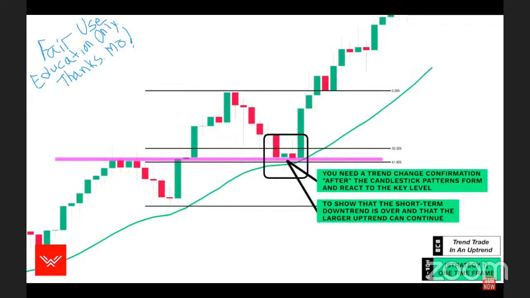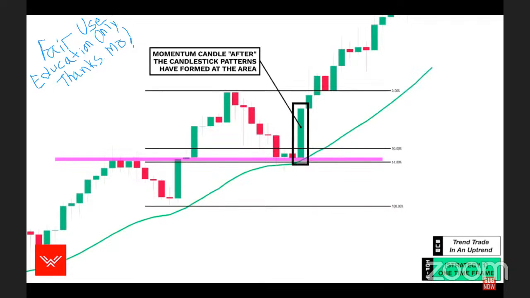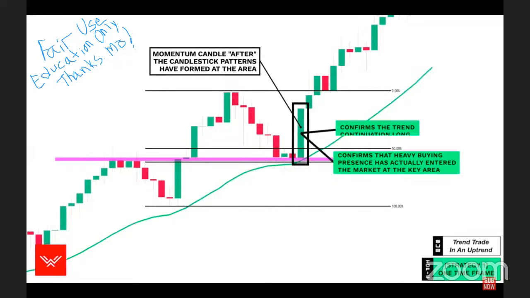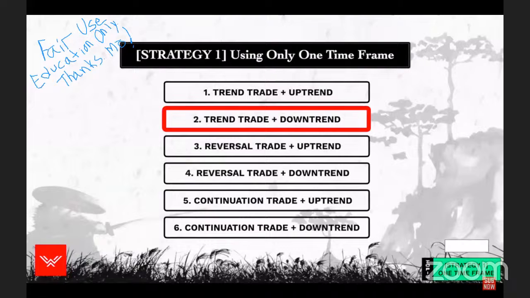If only using one time frame, you wait and see if you get a momentum and follow through candle to form like this here, which shows that heavy buying presence has actually entered the market at the area of confluence. And then that is when you would take a long trade entry. So going in the opposite direction, a trend trade in a downtrend.